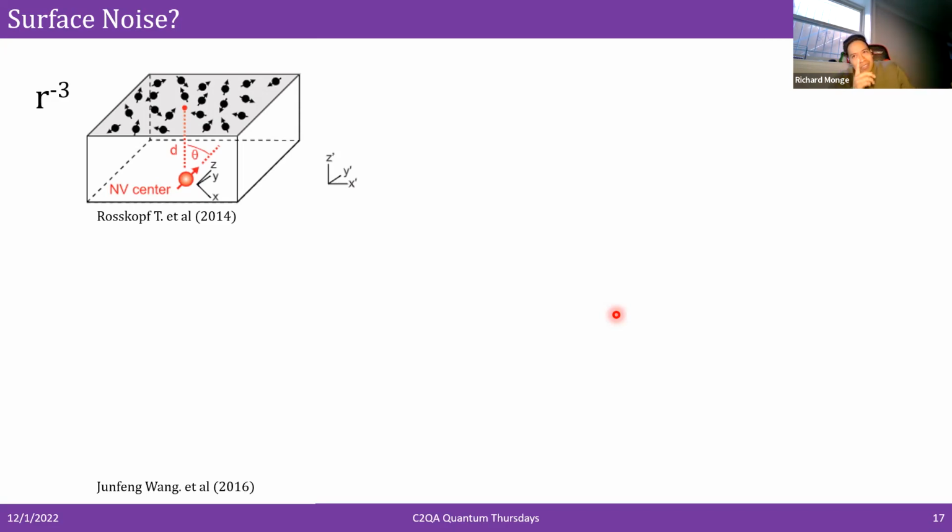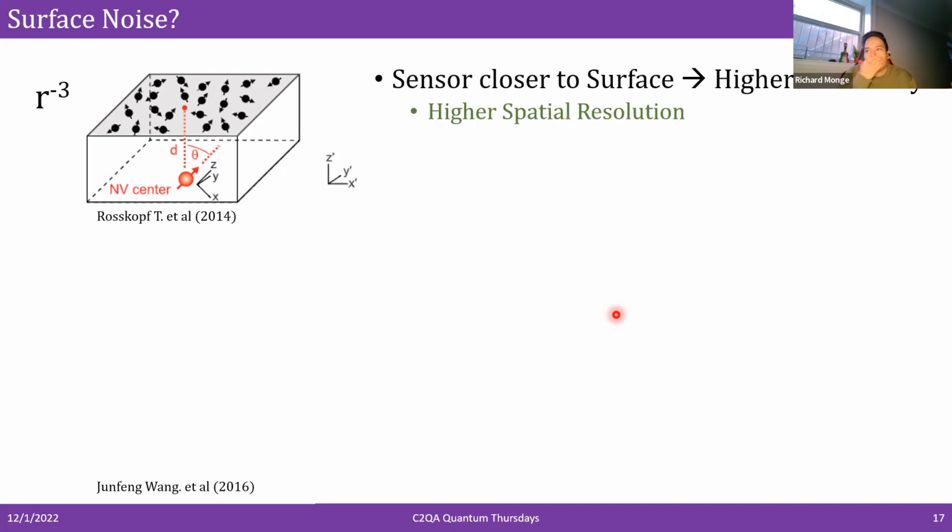But there's a trade-off. There's a huge caveat. To maximize detected signal, you need to put the sensor close to the surface. However, as probably most of you here already know, there's a trade-off. Many experiments show that the spin lifetimes of shallow defects are much shorter than their bulk counterparts.